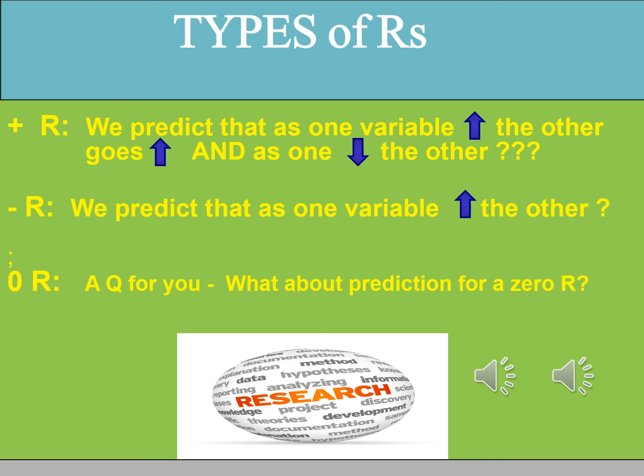So let's consider these three types of correlations. For a positive correlation, remember correlations are all about prediction, we predict this one variable increasing. What do you think the other one will do? It will also increase typically. So as one variable increases, the other usually increases, and if one decreases, the other usually decreases too. So as one goes up, the other tends to go up. As one goes down, the other tends to go down.